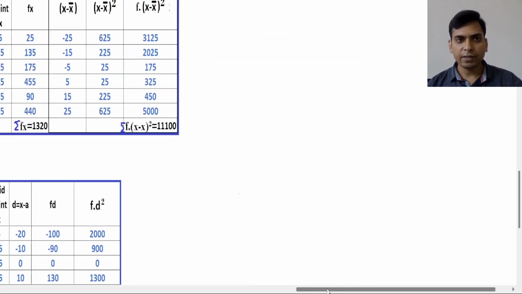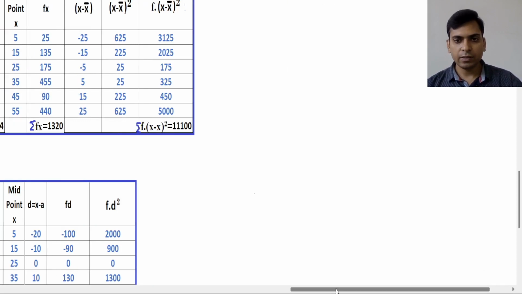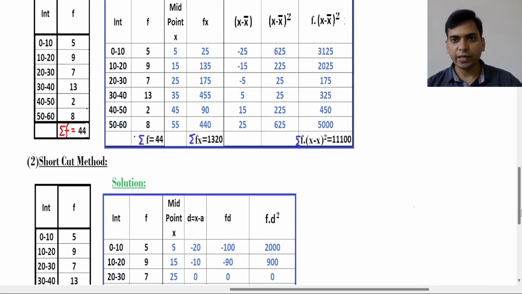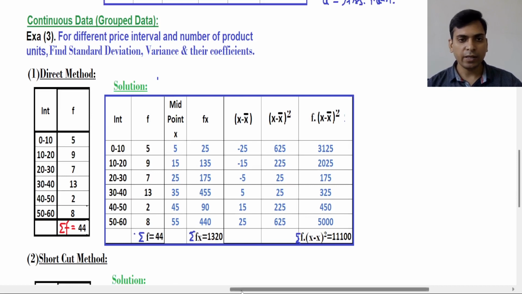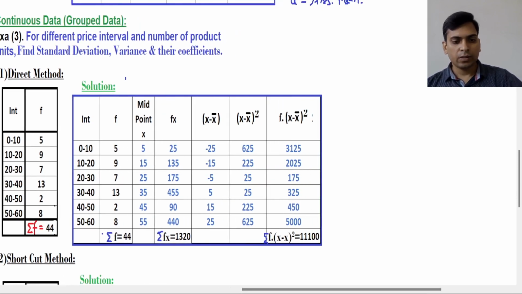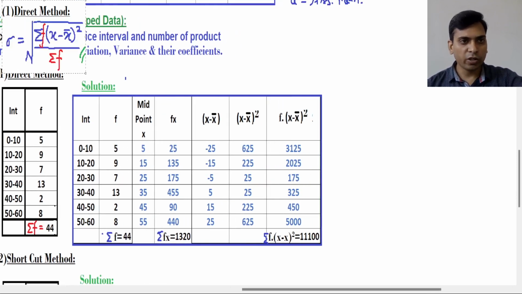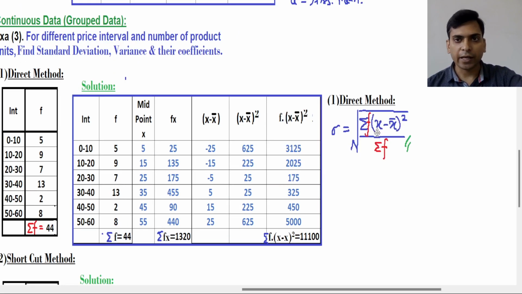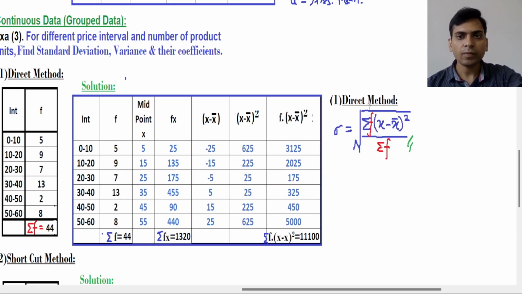And we have this continuous data. And the first option is the direct method. So for the direct method, we need X bar. First task is always X bar. So we will find X bar, and what is the formula for X bar for this situation?